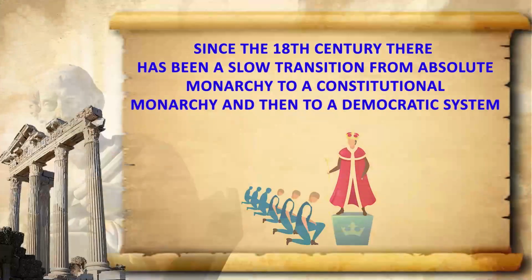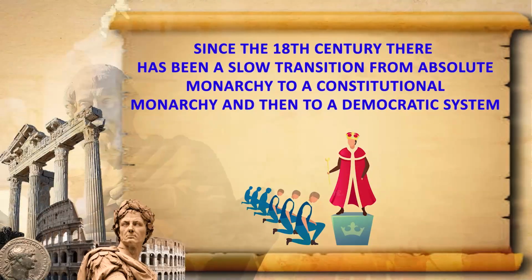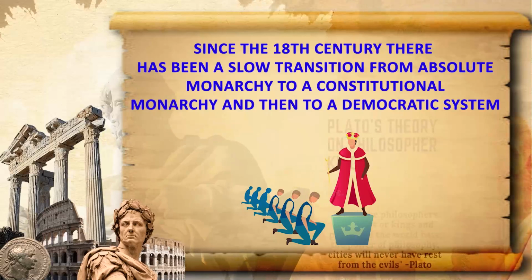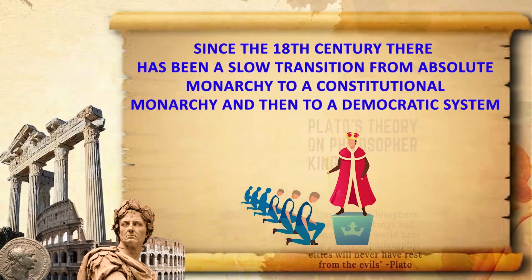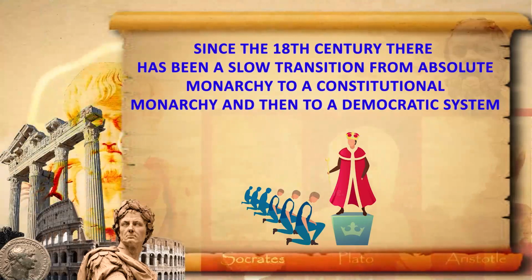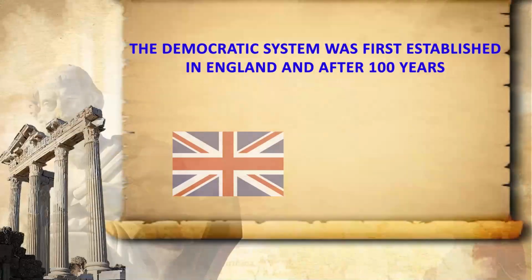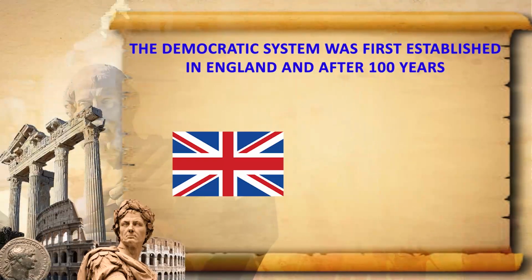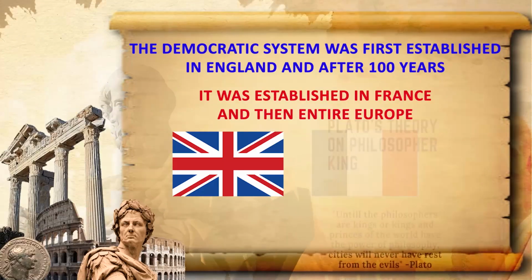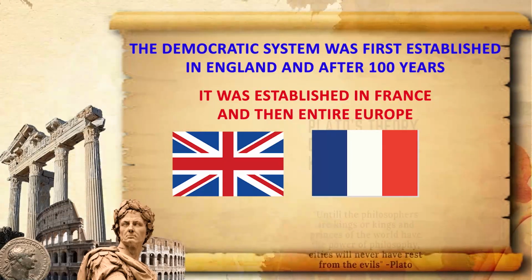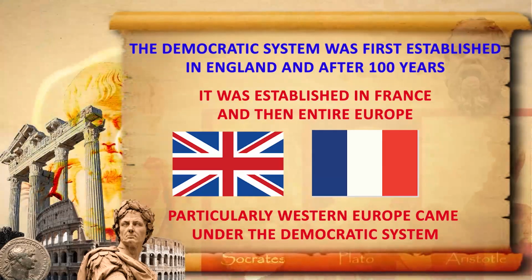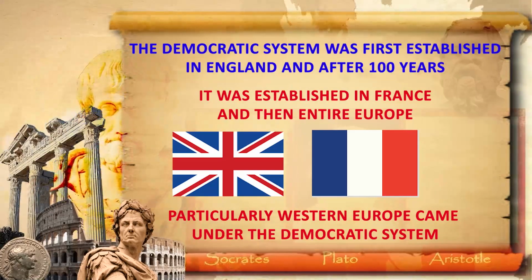Thus, since the 18th century, there has been a slow transition from absolute monarchy to a constitutional monarchy and then to a democratic system. The democratic system was first established in England, after 100 years it was established in France, and then the entire Europe, particularly Western Europe, came under the democratic system. So democracy became a system accepted by the people of Europe.